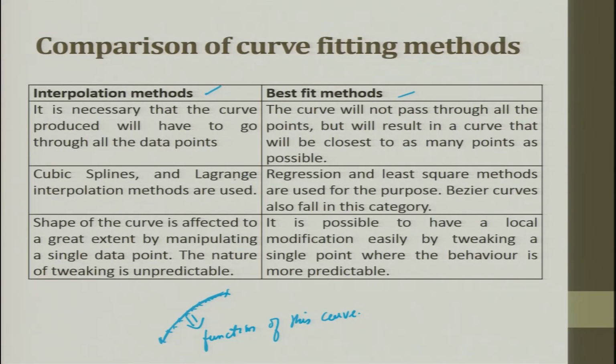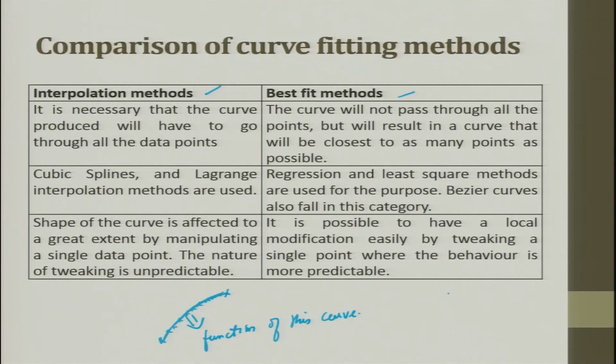Cubic spline and Lagrangian interpolation methods are used in interpolation. The shape of the curve is affected to a great extent by manipulating a single data point. The nature of tweaking is unpredictable. So these are the points for interpolation.